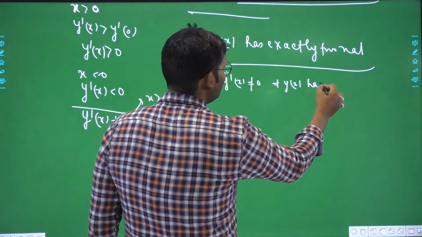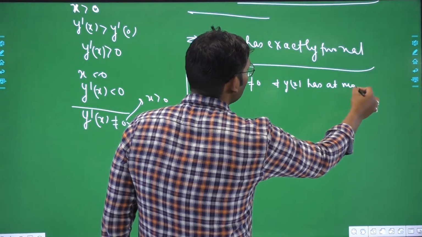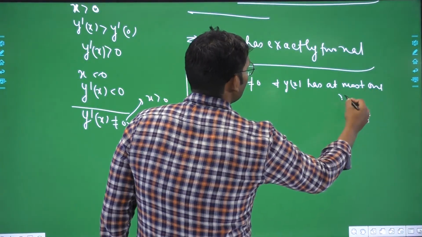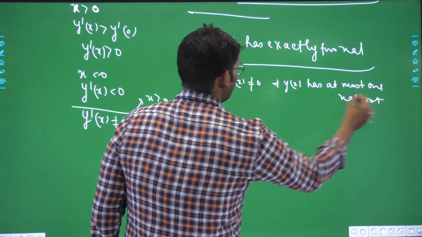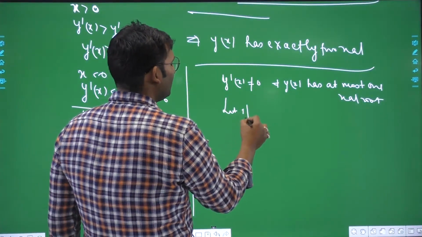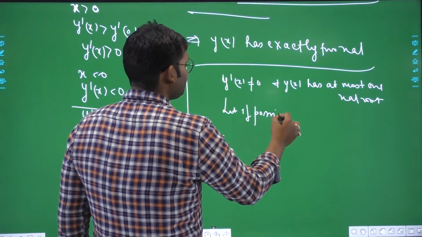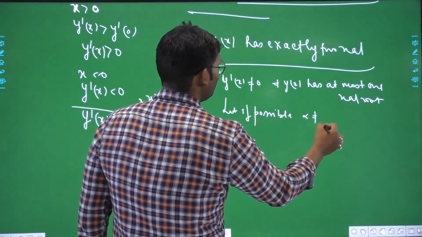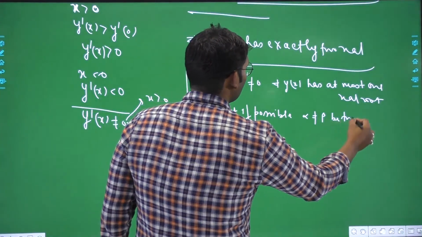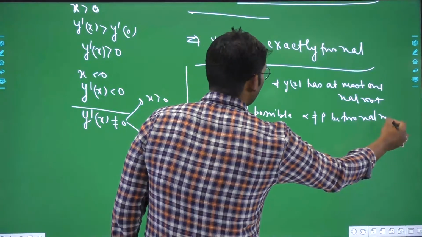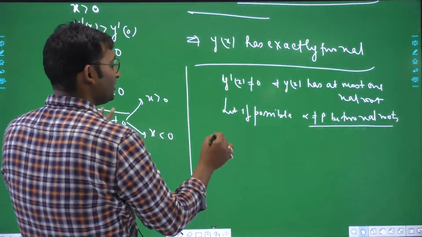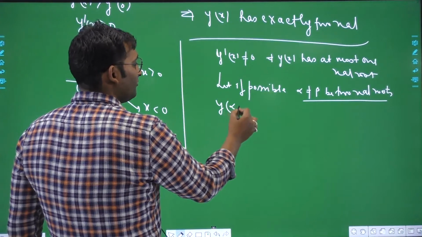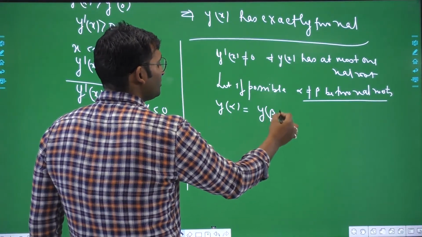At most मतलब समझ रहे हो? या तो एक रूट होगी या फिर रूट नहीं होगी. कैसे? देखिए ऐसे. Let, if possible, मान लेते हैं, alpha not equal to beta be two real roots. मान लेते हैं दो real root है इसकी, alpha और beta be two real roots. It implies y alpha and y beta will be equal to 0.